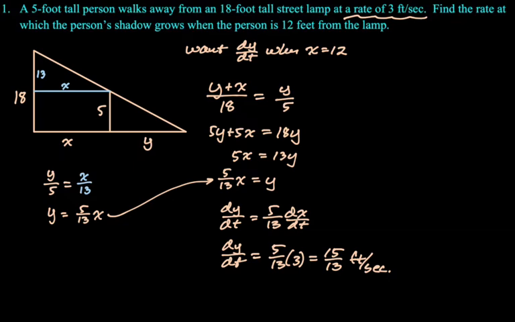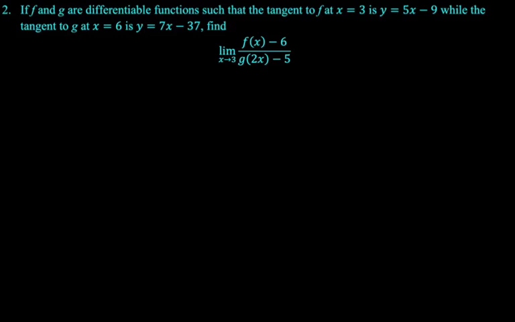All right, let's look at the next one. If f and g are differentiable functions such that the tangent to f at x equals 3 is y equals 5x minus 9, while the tangent to g at x equals 6 is y equals 7x minus 37, we want to find the limit as x approaches 3 of f(x) minus 6 over g(2x) minus 5.